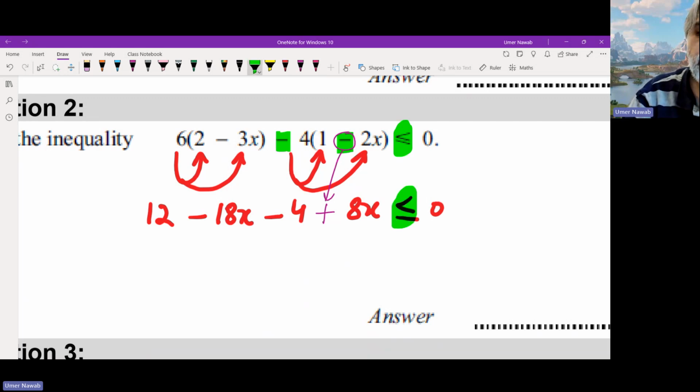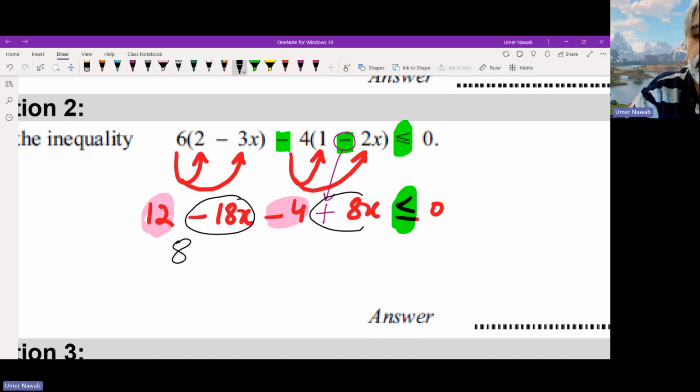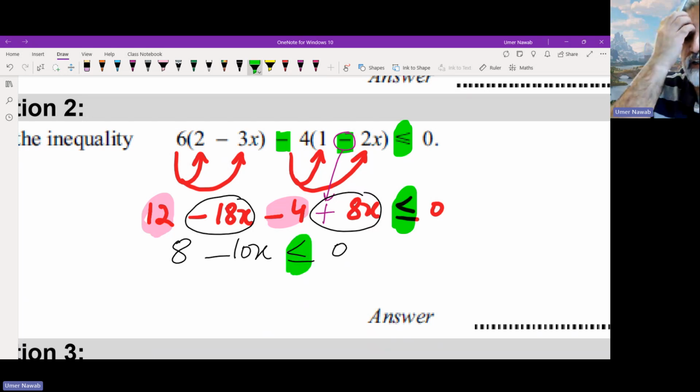Interesting point is this, that is not going to change the face of the inequality. Okay. So let's go with 12 minus 4, which makes this thing as 8. Minus 18x plus 8x makes it minus 10x less than or equal to 0. See that I didn't change the face of the inequality. Check it out. I have my subject term negative. It is not allowed to have a subject term negative.